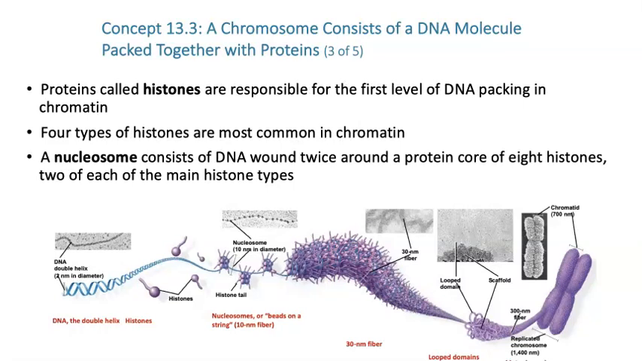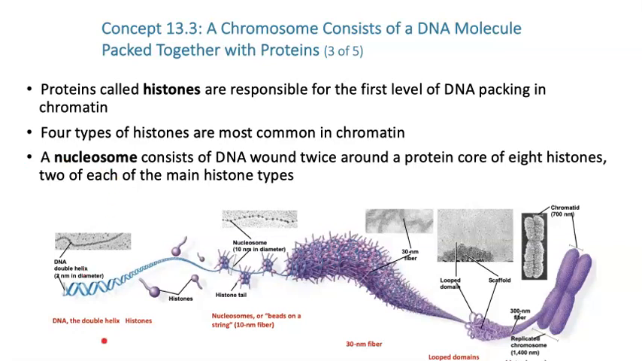So the first protein that we're going to really talk about here is the protein called histones. And histones are responsible for the first level of DNA packing in chromatin. There are 4 types of histones common in chromatin, and that's what we're going to step you through in this diagram right here. And we'll look at this diagram a couple of different ways, a couple that I've taken from your textbook, but also we'll be looking at some things that I've grabbed from the internet.